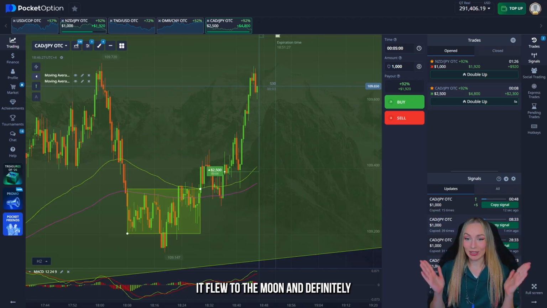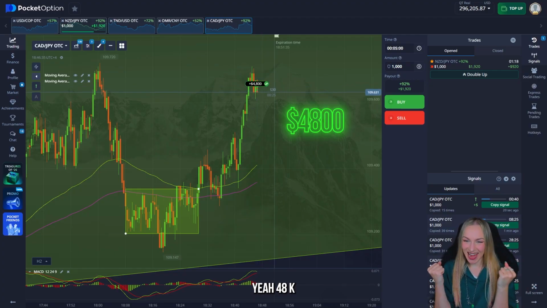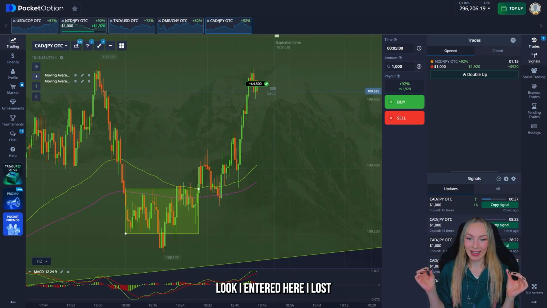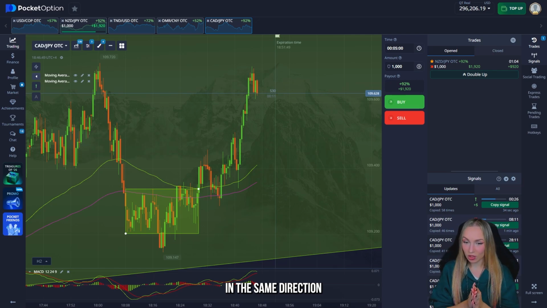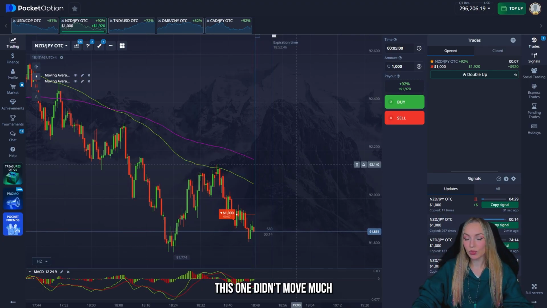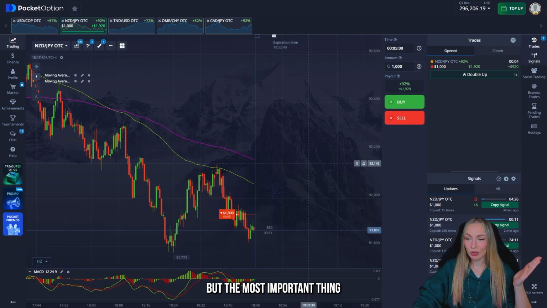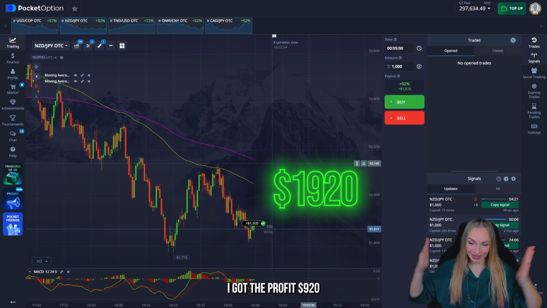Wow, look at that. It flew to the moon and definitely profitable in 3, 2, 1. Yeah, 4.8k. Look, I entered here, I lost the money, and then I wasn't afraid to reopen the trade on the same chart in the same direction with another time. And look, I got the double profit. This one didn't move much, but the most important thing is that it went down and I got the profit.